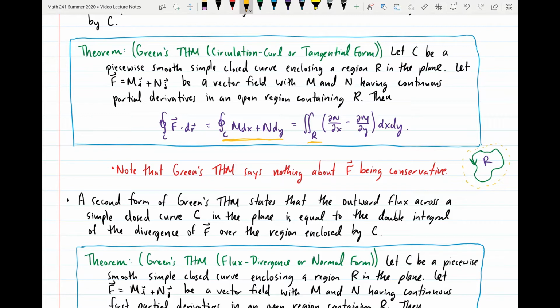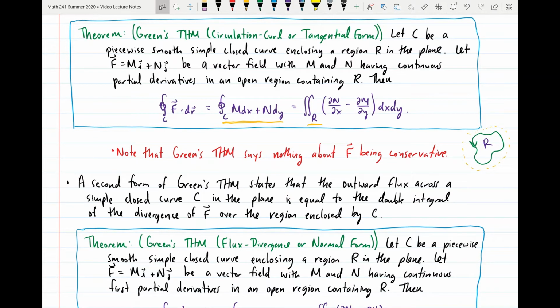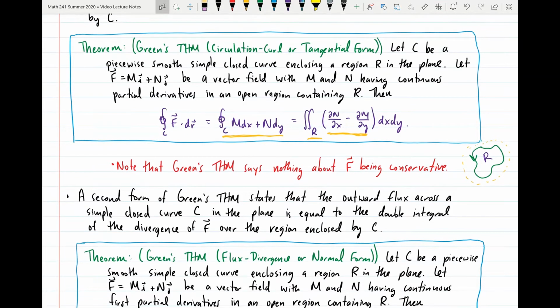So the idea here is that we can write the line integral of our vector field around some simple closed curve C as a double integral over the region that's being enclosed by the curve C. And particularly, it's the double integral of partial N with respect to x minus partial M with respect to y, which you should hopefully recognize from the circulation density that we covered in the last video.